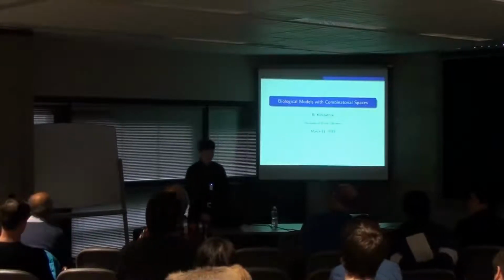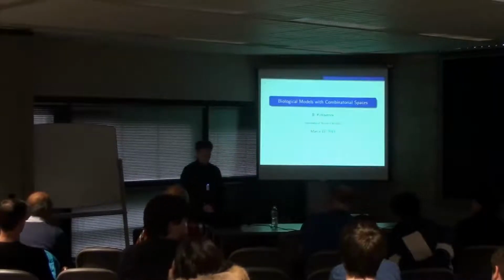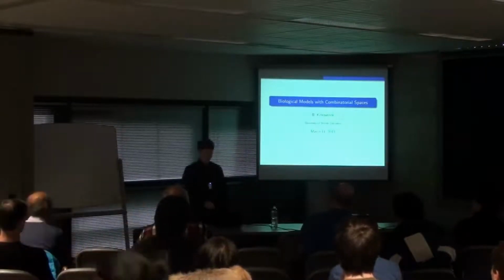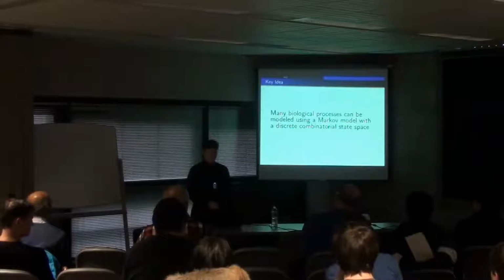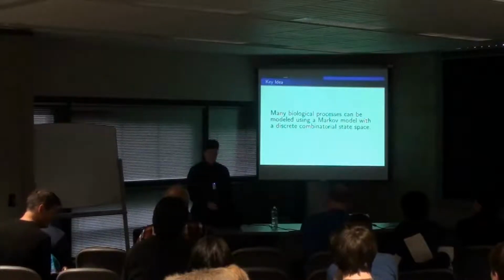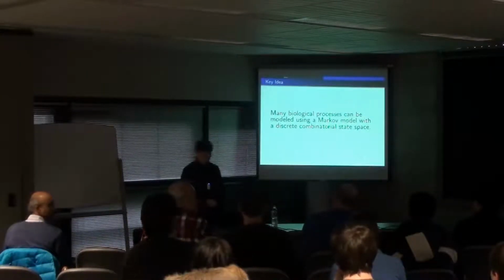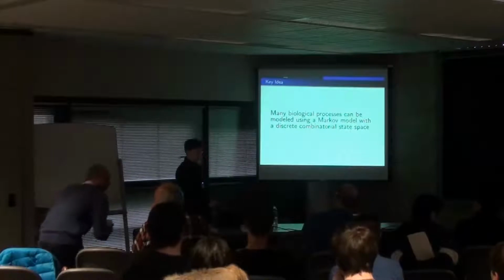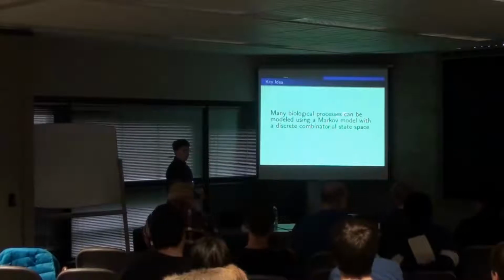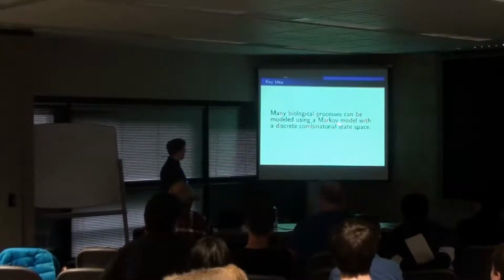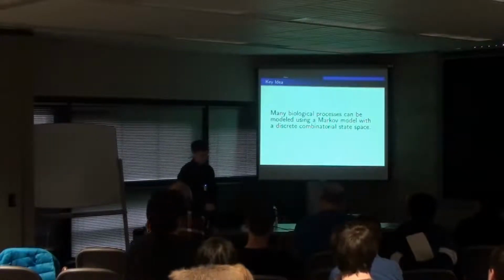So thank you for that warm introduction on a slightly cold day. The title is not terribly clear yet what it all means, but I will get to that in a few slides. The thesis of this talk is that many biological processes can be modeled with a Markov model having a discrete combinatorial state space. We'll explain what all these things mean, but the most important thing to notice right now is that we have biology, we have Markov models, which remind us of statistics, and we have combinatorial state spaces, which remind us of computer science. So we have three fields here that are of interest.